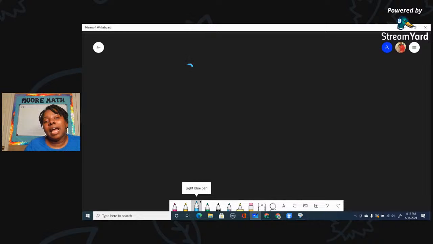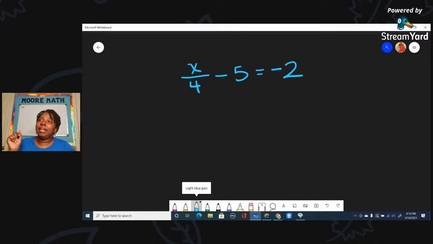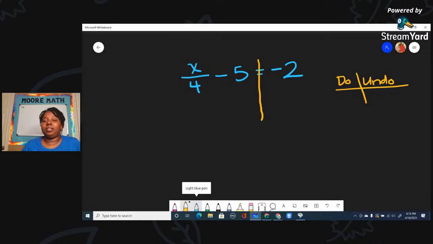If I have something like x divided by 4 minus 5 equals -2, how do we solve it? Well, we split our equation in half. An equation is like a scale. My left side has to equal my right side. It is super important. So we make our chart. We call it a do and undo chart.